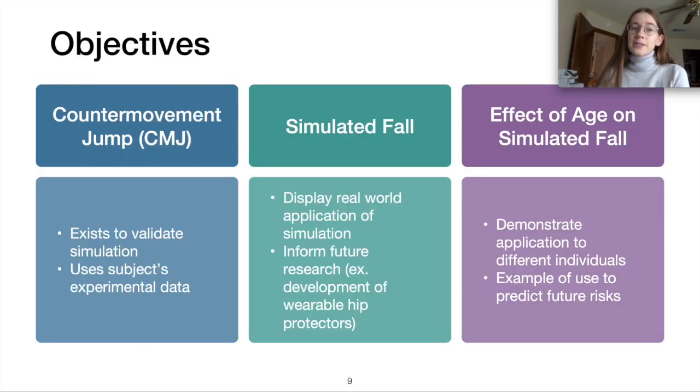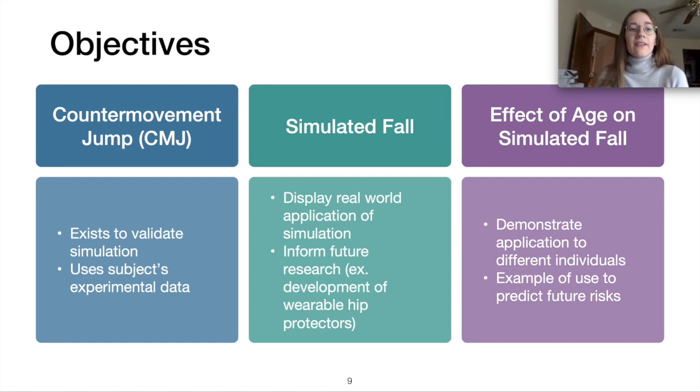So my objectives, so the things I need to accomplish to reach my goal, I'm doing 3 simulations. Sorry for the noise, I have a really cute cat who's kind of running around. This is YouTube, right? Cats. So the first one is a counter movement jump, and I performed the simulation to validate it.